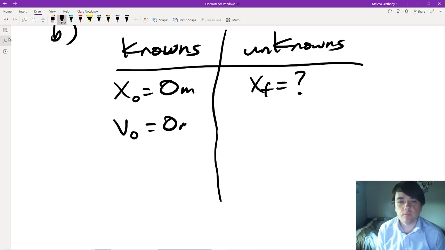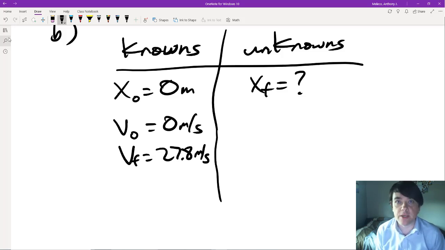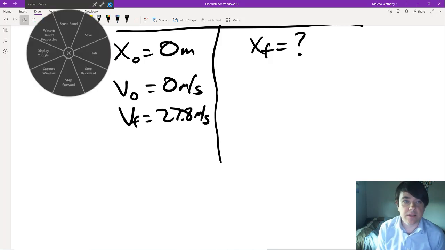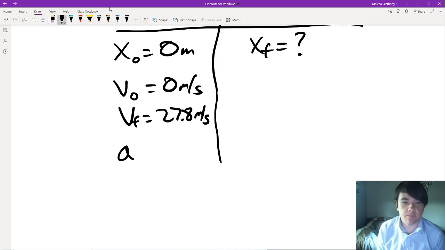V initial is still 0. V final now, we know. And we know this is going to be the minimum, 27.8, because this minimum ties to how long this will be. Some number greater than 150 is what we're looking for, because 150 didn't cut it. The acceleration of the plane is still the same, so a equals 2 meters per second squared. And we still don't know time.